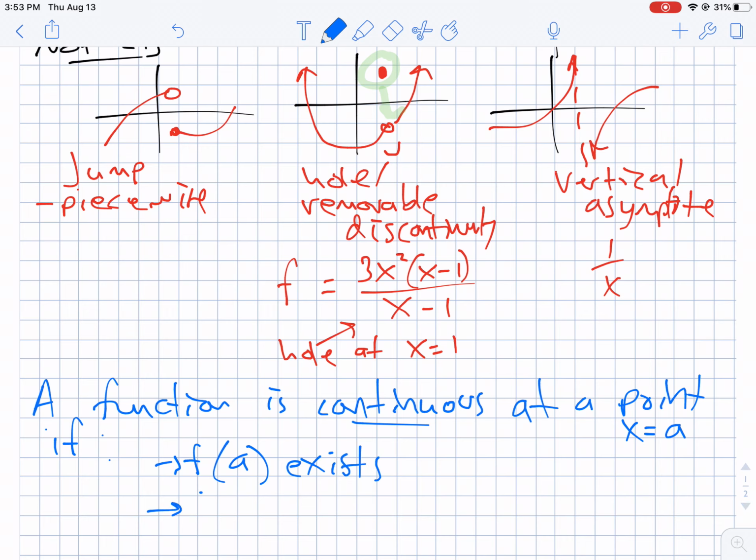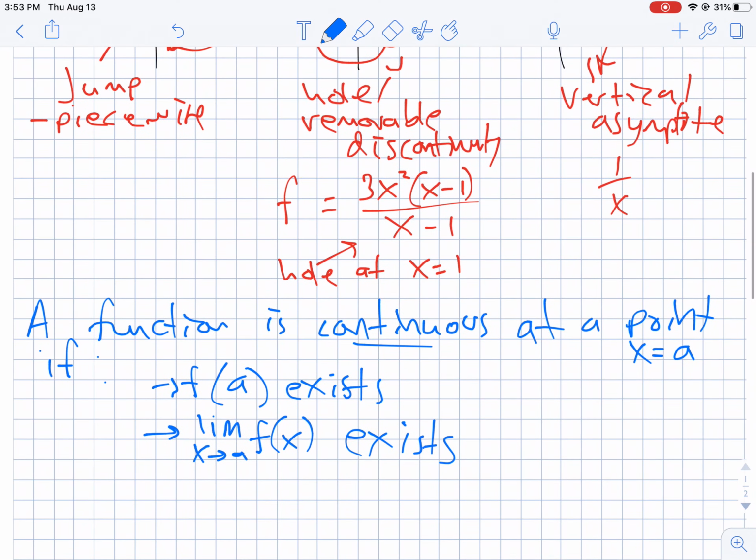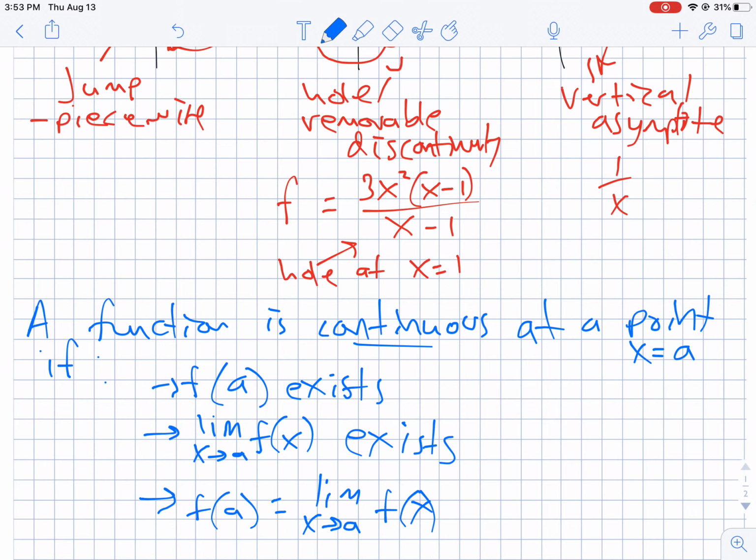The second one is the limit as x goes to a of f of x exists. So the limit exists at that point. So the function exists, the limit exists. But the most important part, and all three of these have to be true, is that the value equals the limit. So the value at a is equal to the limit at a.